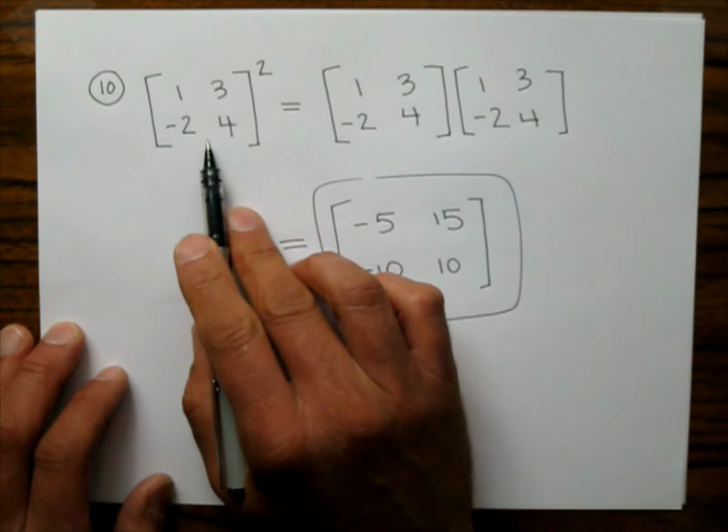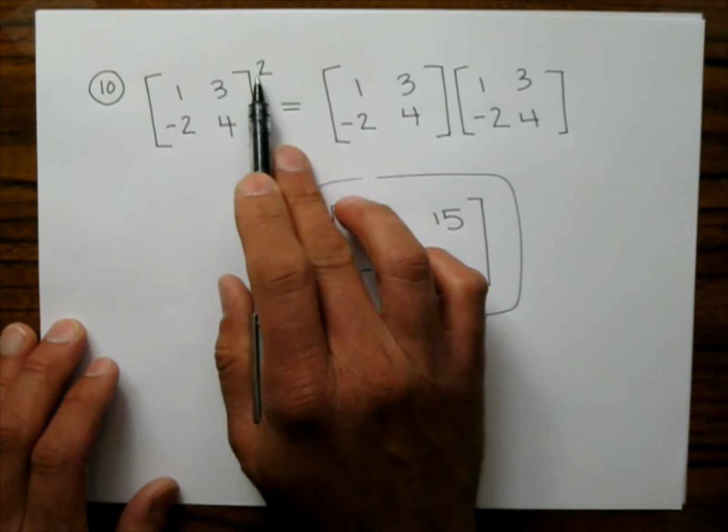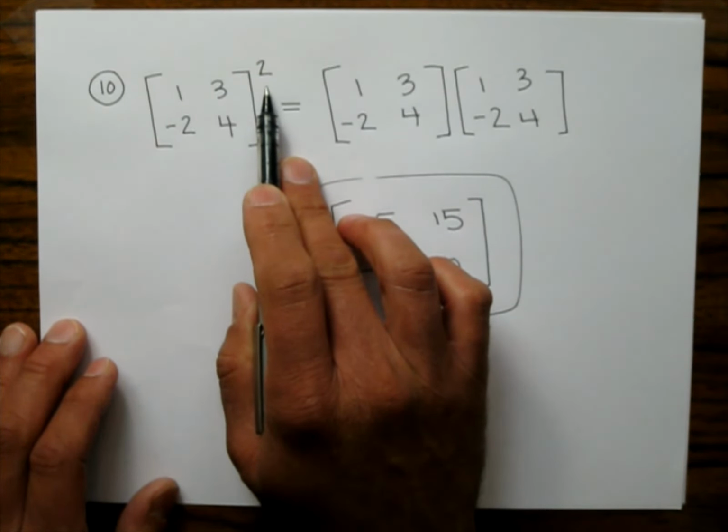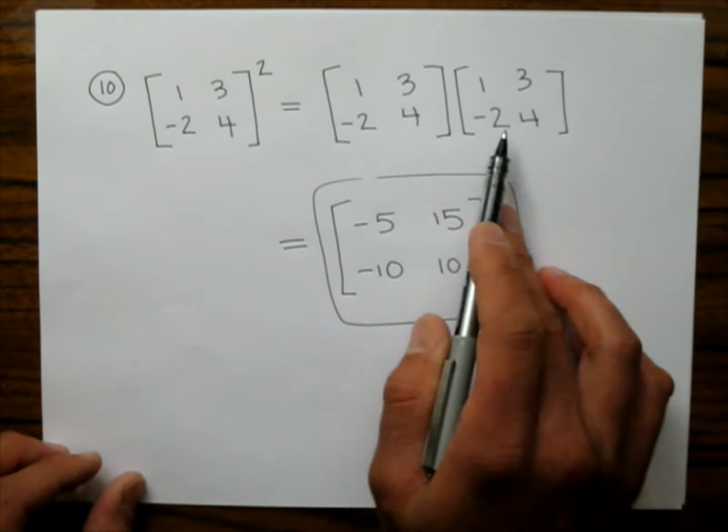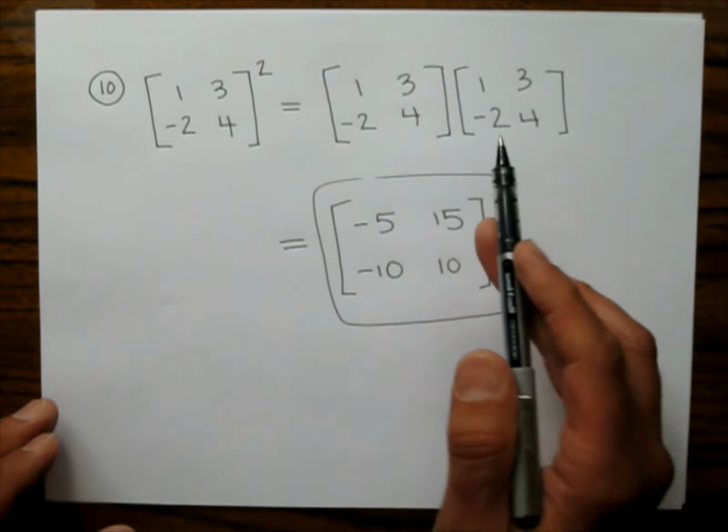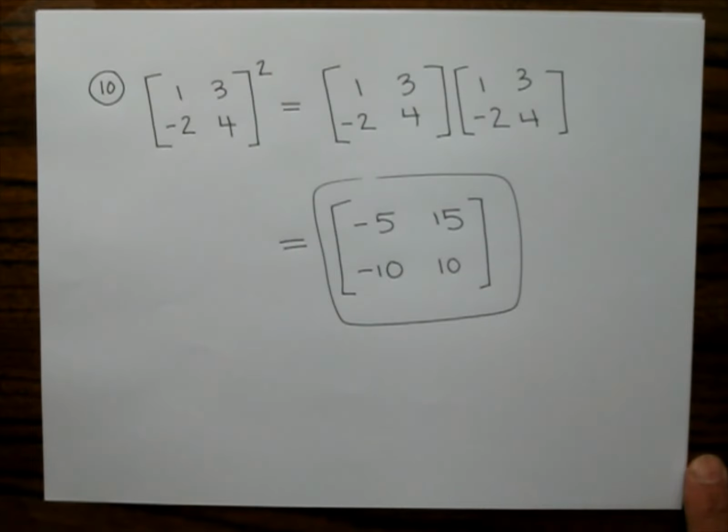So if you try to put the second power onto a 3 by 2, you'll line two 3 by 2s up, and that will be undefined. Let's continue with more problems here.